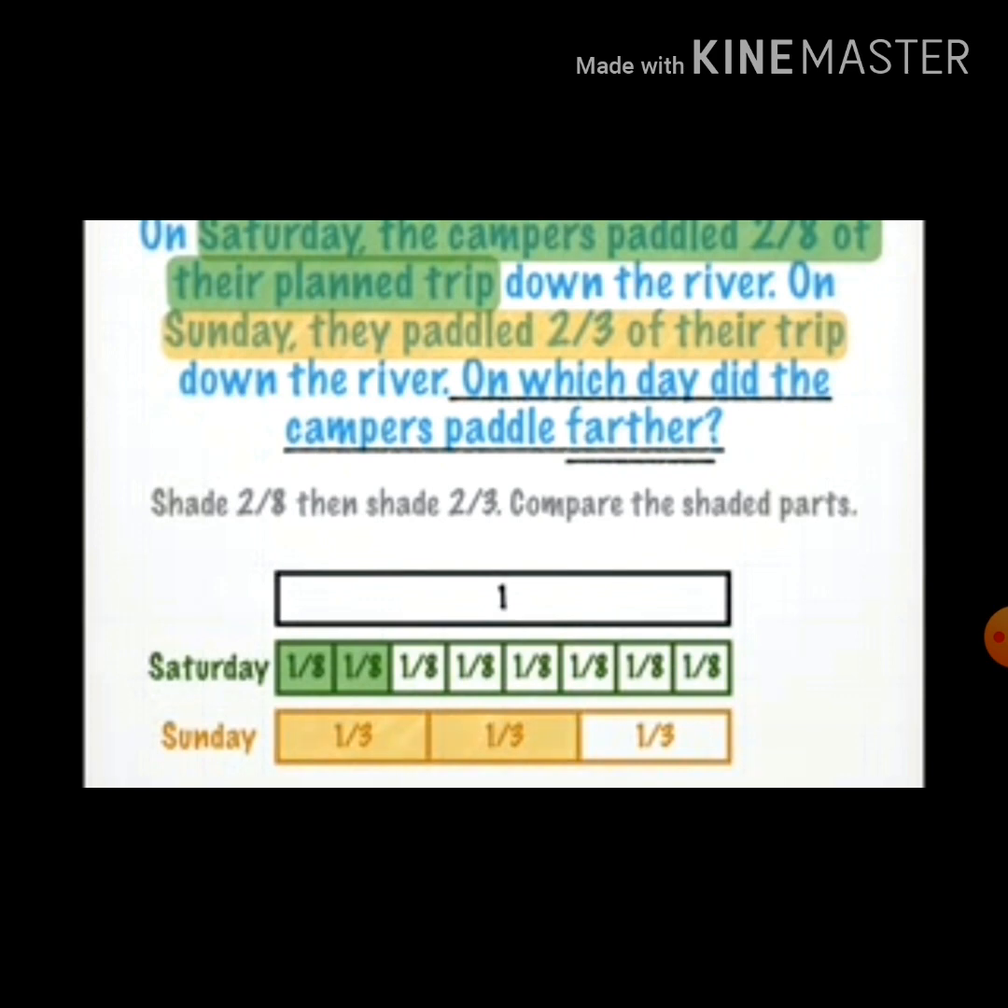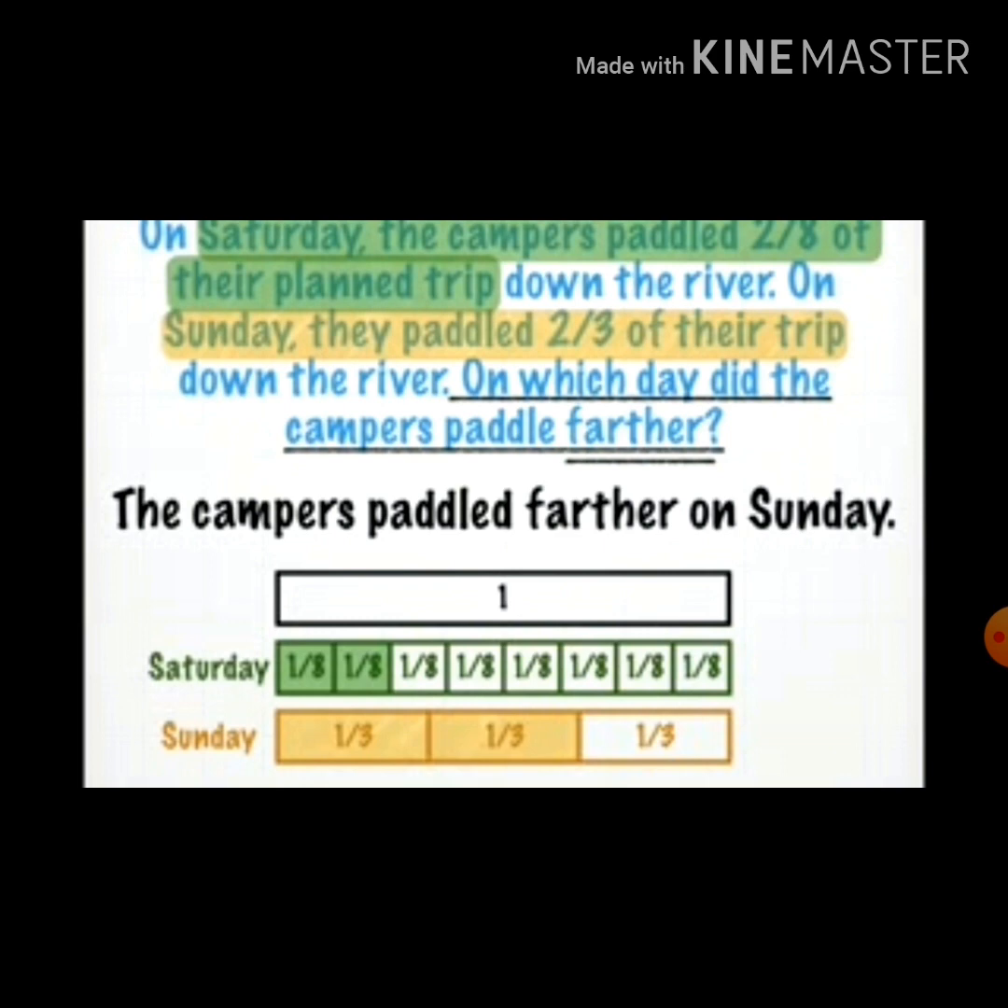And on Sunday they paddled 2/3. So this whole day is cut into 3 parts and we shaded 2. As you can see, where did we shade more? We shaded more on Sunday. So this shows that 2/8 is less than 2/3. So don't just look at the numbers. 8, it should be greater? No. 8 means that the whole is cut into more parts, so the pieces are smaller. So the campers paddled farther on Sunday.